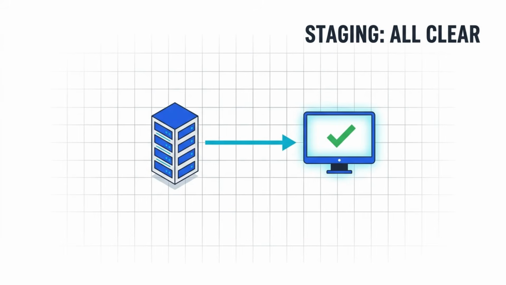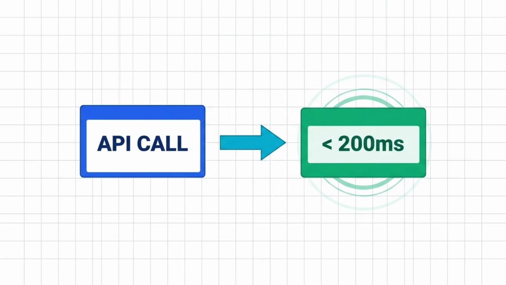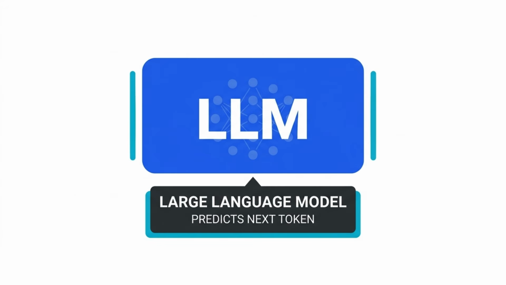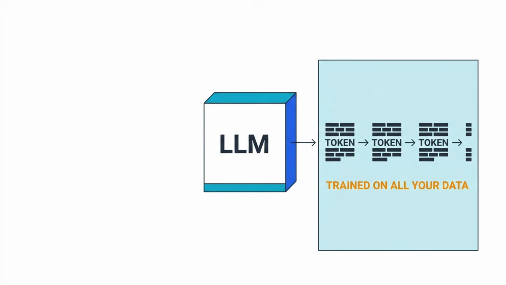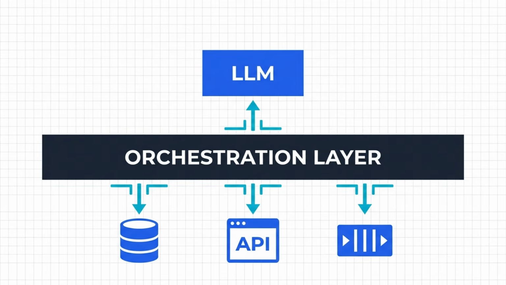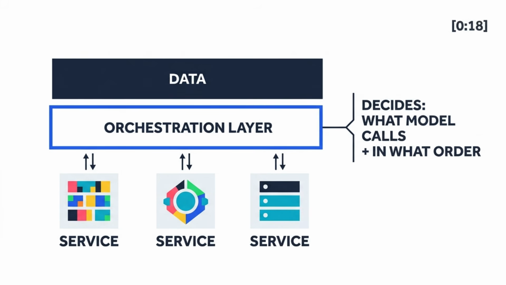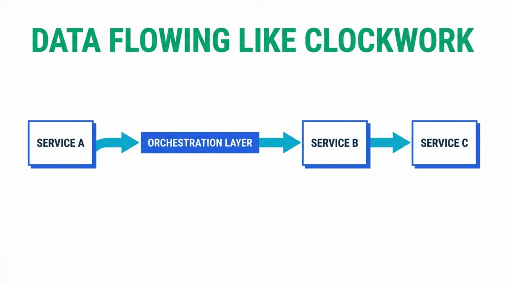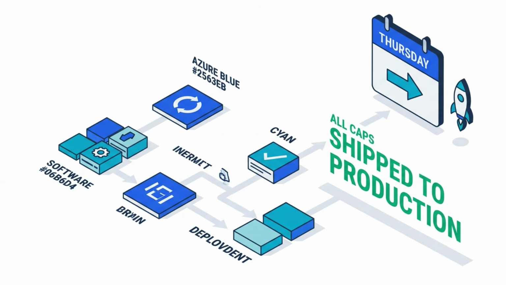Your staging environment looked perfect. Every API call returned in under 200 milliseconds. The LLM, that is, the large language model, the AI system predicting the next best token based on everything it has been trained on, responded cleanly. Your orchestration layer, the code responsible for deciding what the model calls and in what order, was moving data between services like clockwork. You shipped to production on a Thursday afternoon.